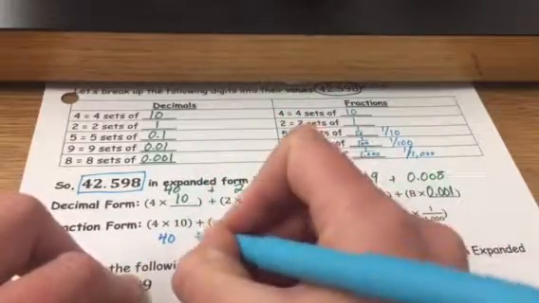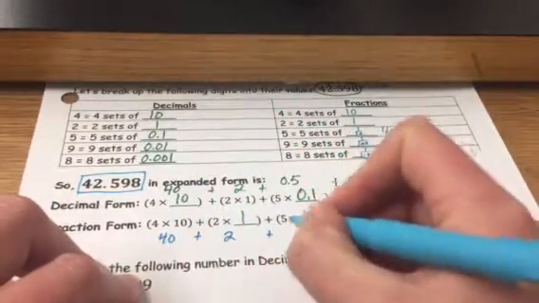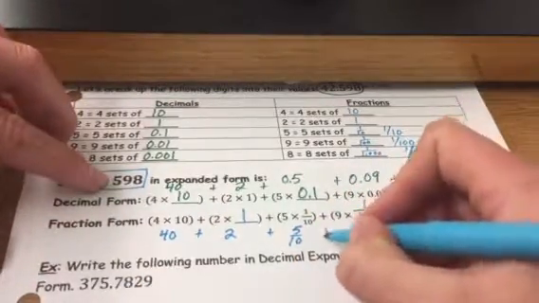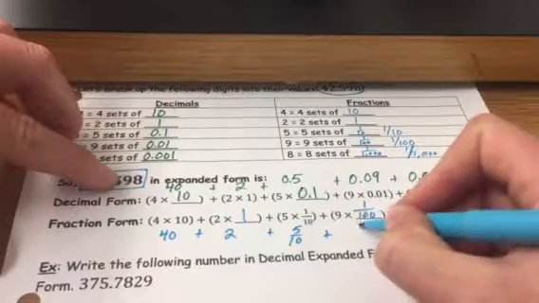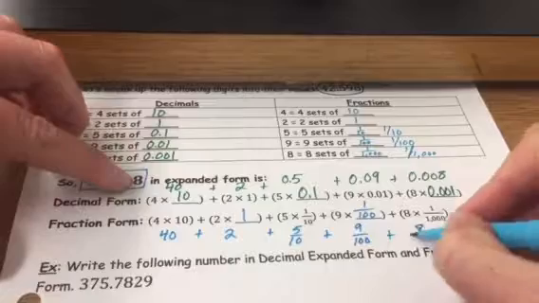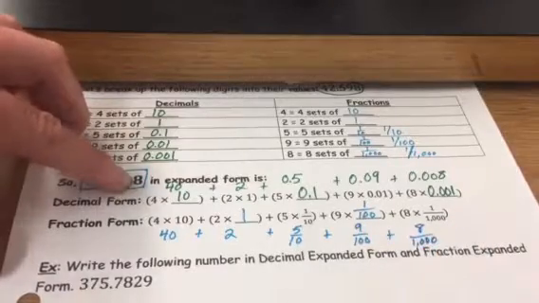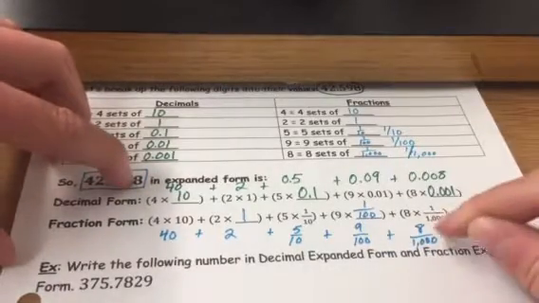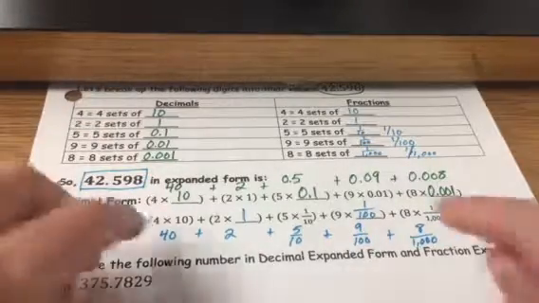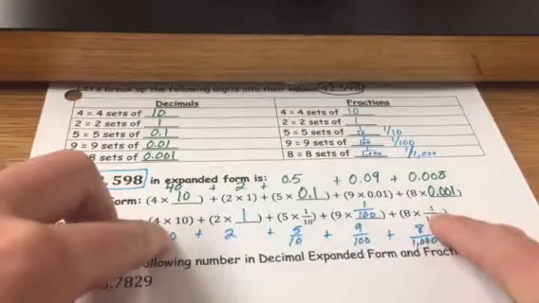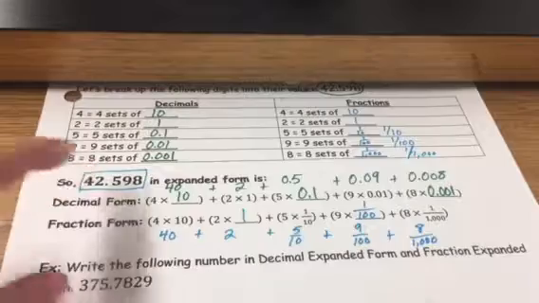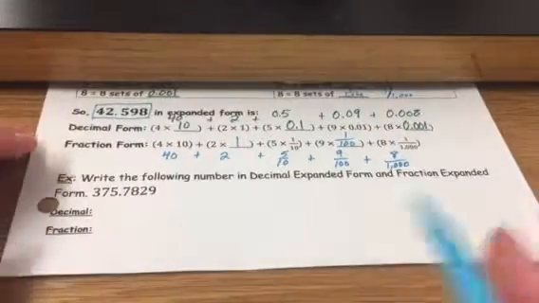And so that's 40 plus 2 plus 5/10 plus 9/100 plus 8/1000. So again, I will accept either one of these when I ask you to put it into expanded form. But again, I might give it to you like this, and you need to be able to turn it into standard form. So let's do another example together.